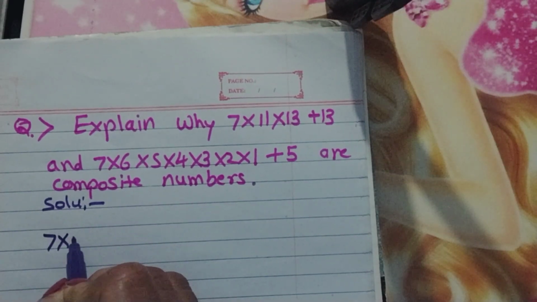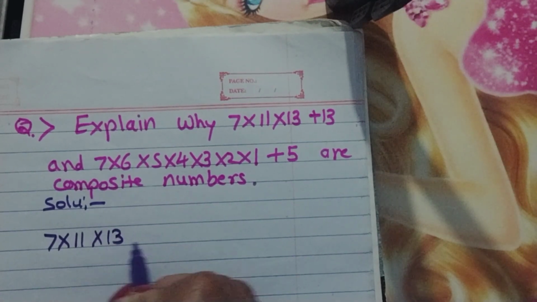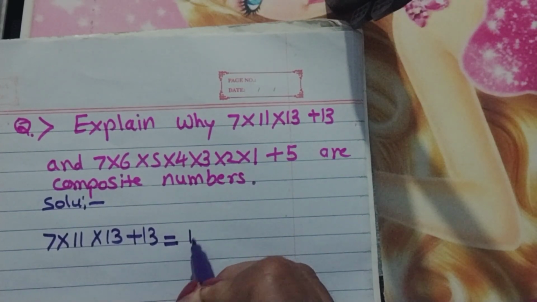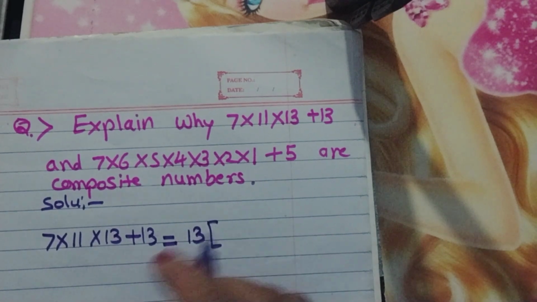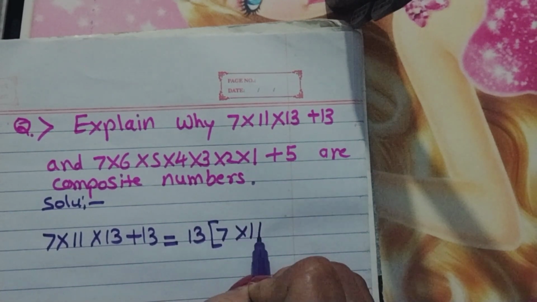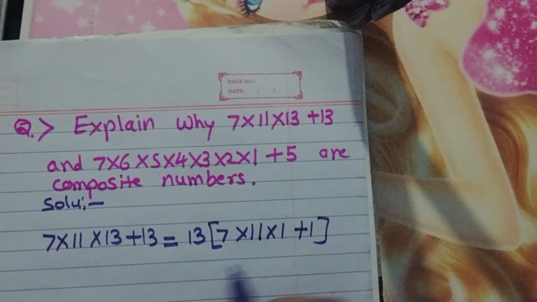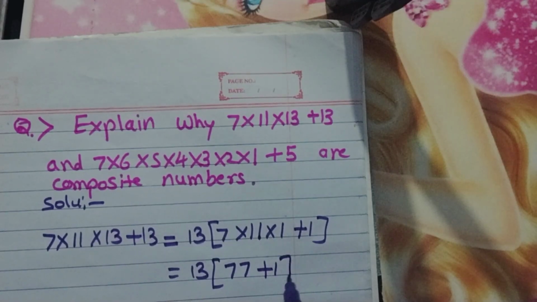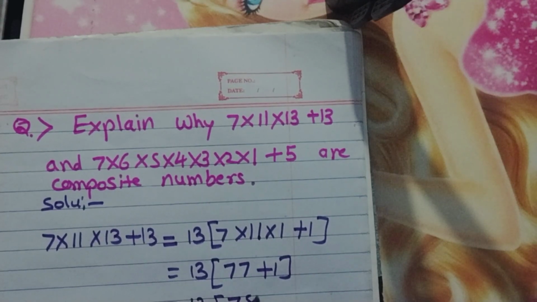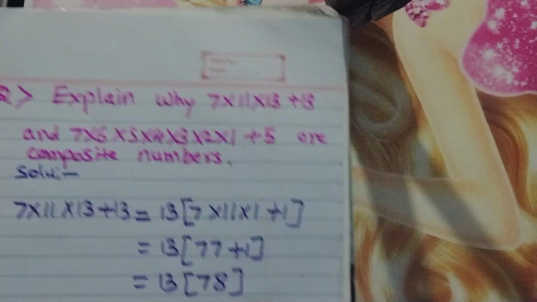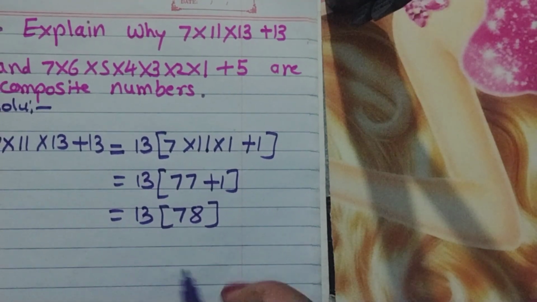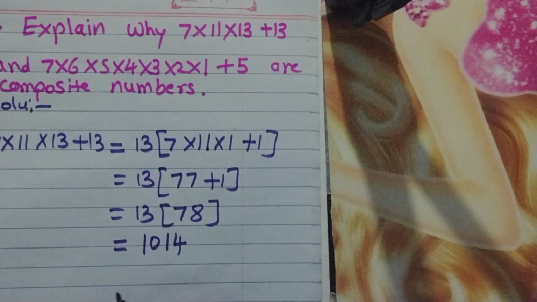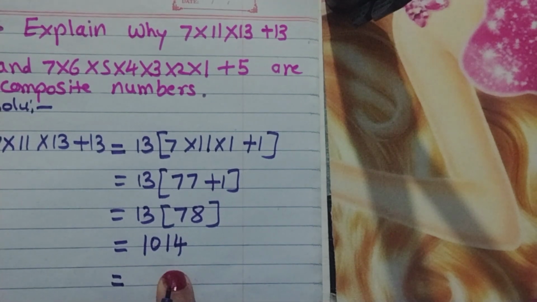So 7 multiplied by 11 multiplied by 13 plus 13 is equal to, now we can take 13 as common here. If we take 13 as common, then we get 13 multiplied by (7 multiplied by 11 plus 1). Now 11 sevens are 77, plus 1. So 13 is multiplied by 78, because 77 plus 1 is 78. Now when 13 is multiplied by 78, we get the answer 1014.